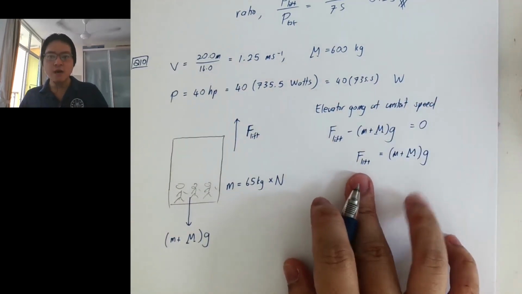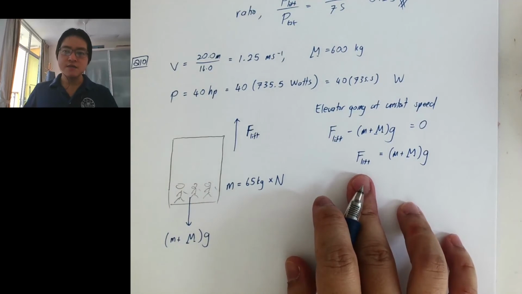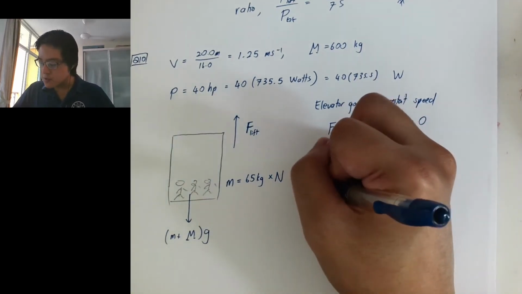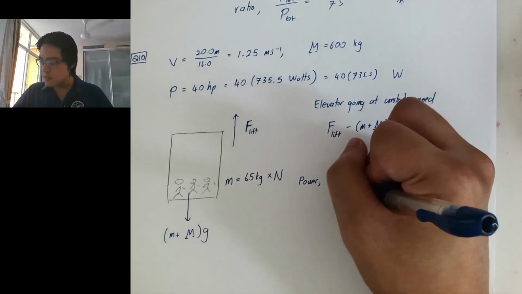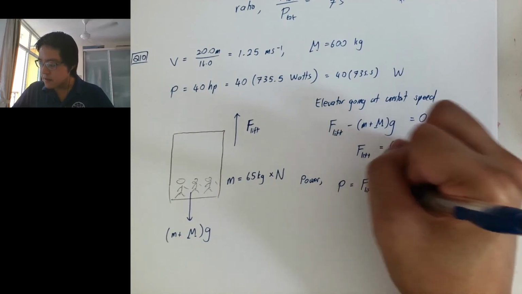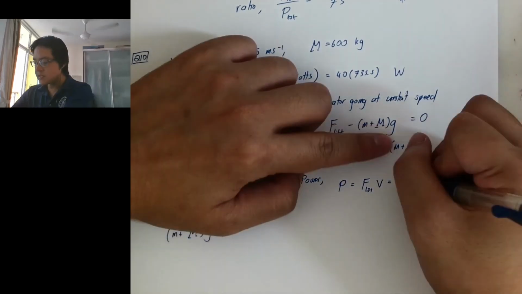So this is how we got this situation. Now we want to calculate the power. The power is just force times velocity. So the force of the lift times the velocity, which is just this times this.